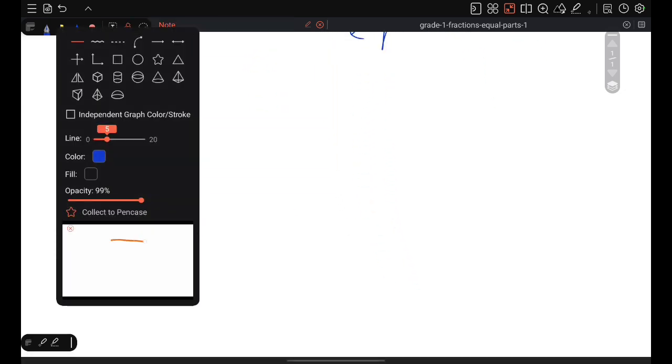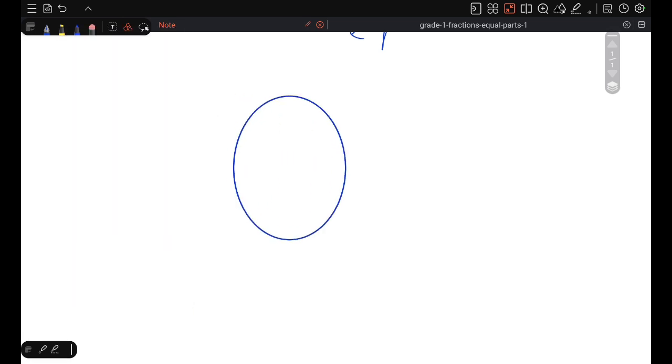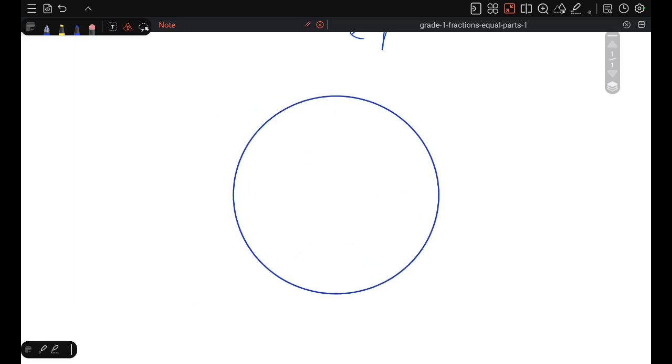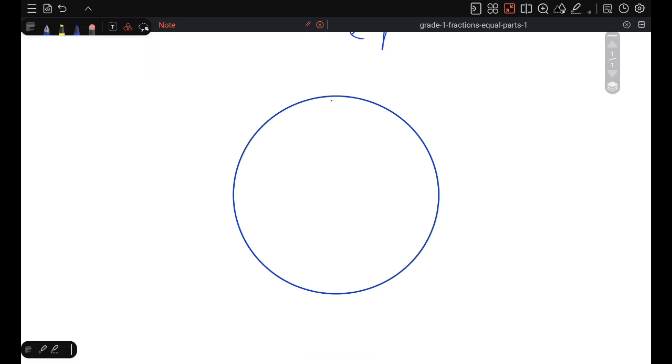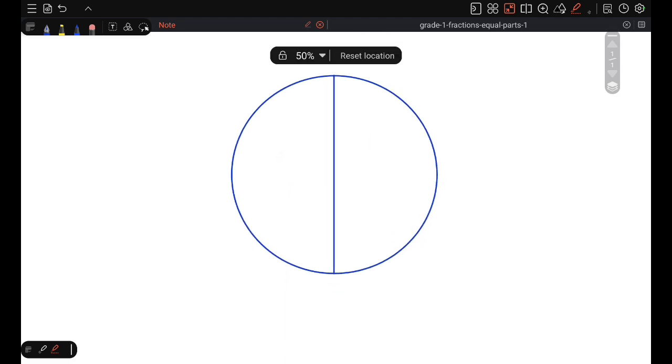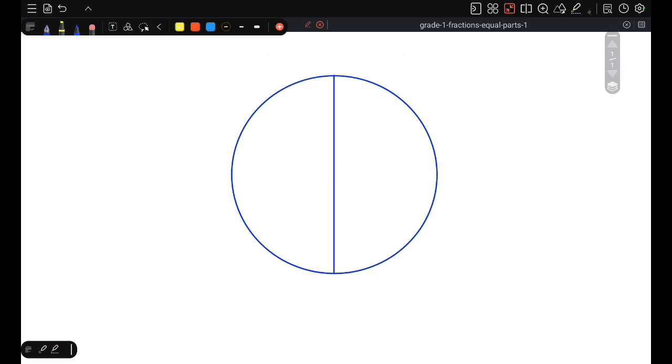If I see a shape here, let's say for example this one, and I split it here, for example, I make a line here, and these parts are equal parts. So 1, 2, they are equal. So I can represent this circle as a fraction. If I color one part, I can represent it as a fraction.